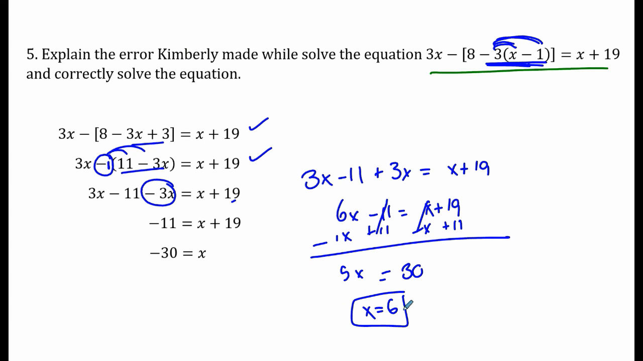So explain the error Kimberly made, use a sentence. Kim did not use the distributive property correctly.